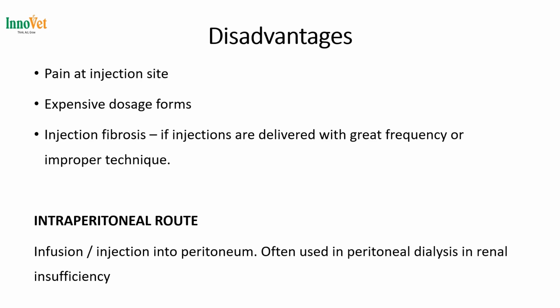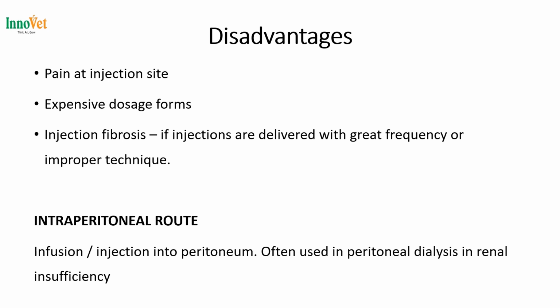Disadvantages is that it can cause pain at the injection site because we are injecting directly into the muscle. So you just understand that pain the animal or the individual can pass through. Expensive dosage forms, most of the drugs that are being used, and even the needles that are used to inject are really expensive. Then it can result in injection fibrosis, whereby the area where we have injected can swell because of maybe some improper techniques that are being used or the drug being delivered with great frequency.